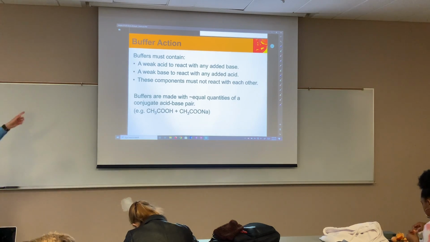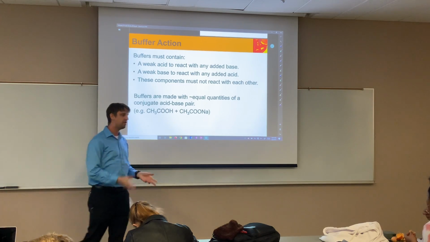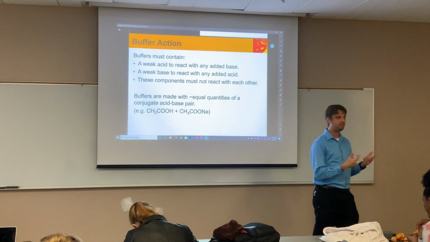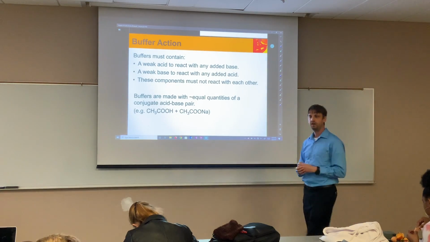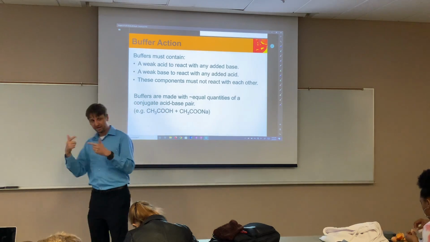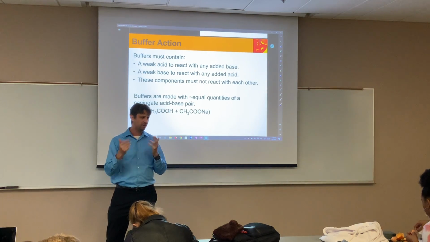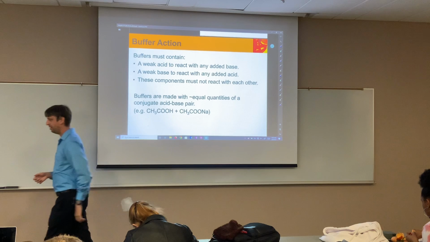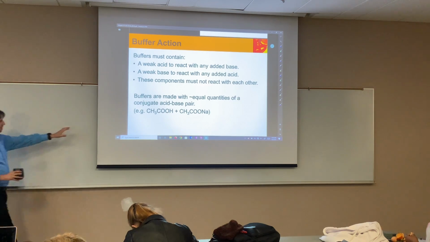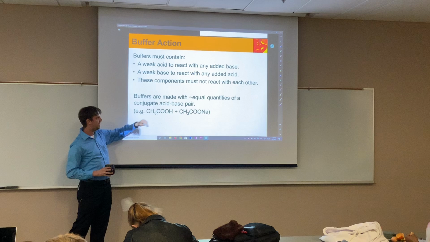The third point there is that the weak acid and the weak base shouldn't react with each other. Usually the most common buffers are conjugate acid-base pairs, okay? Obviously, if you have a weak acid and a weak base and they're reacting with each other, then we don't really have a buffered system there. We have something else going on. So we need a weak acid and a weak base, and they don't want to react with each other. Typically, what we end up looking at is something like a conjugate acid-base pair.